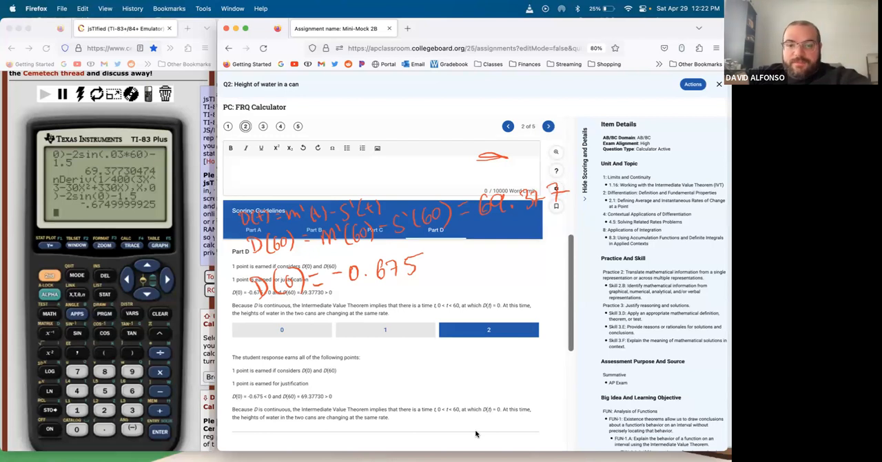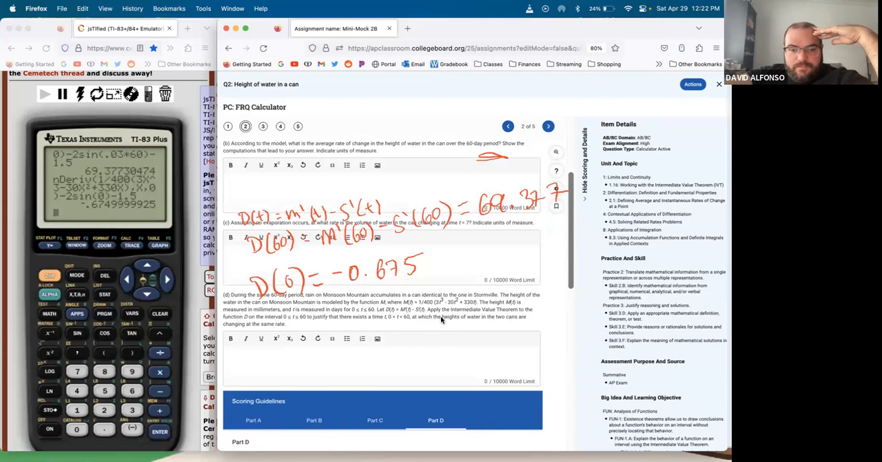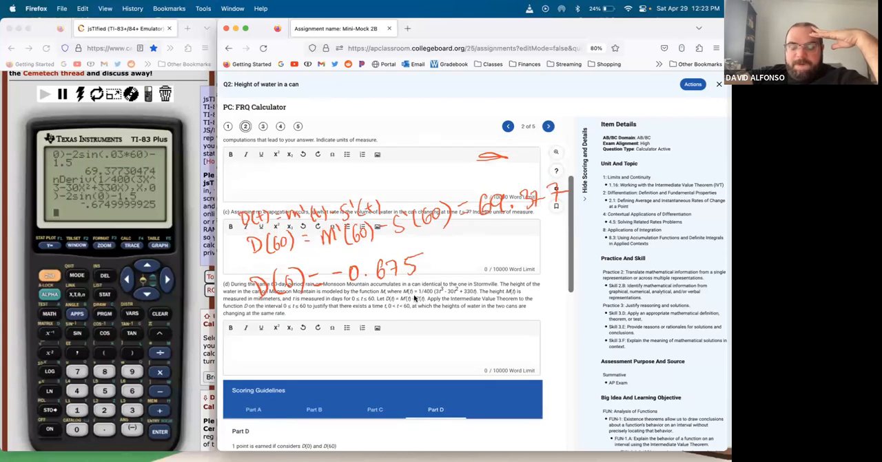This one was very little points actually, which is weird. I thought this one would weigh more. But basically, if D is equal to 0, that means the rates would be the same. So if the rates are the same, that means the two cans are changing at the same rate. Is that what they were asking? Yeah, they would be changing at the same rate when D is 0. So there you go. It's a weird one, but that's how you do it.